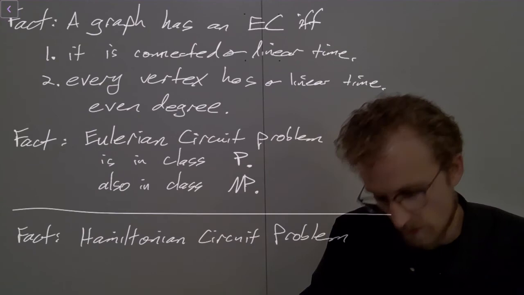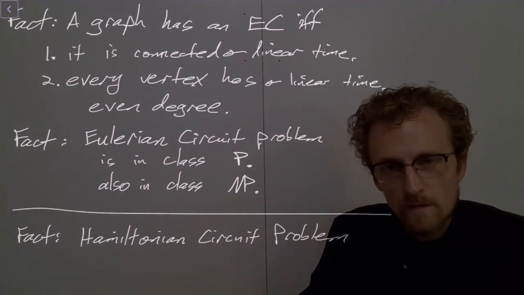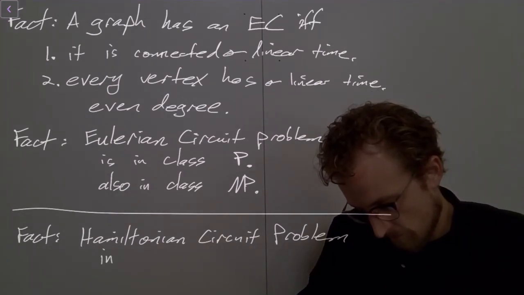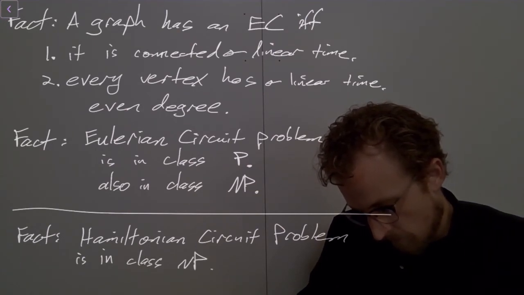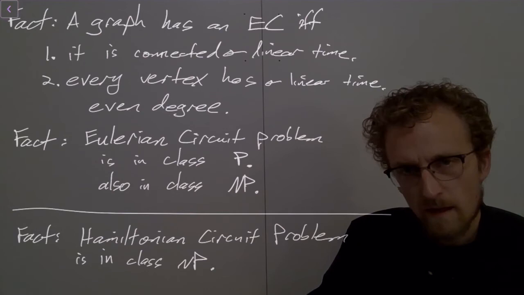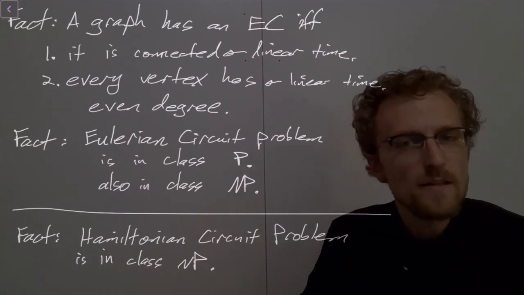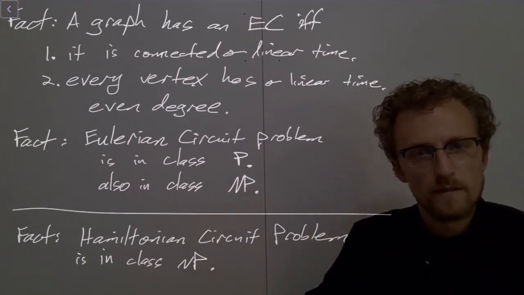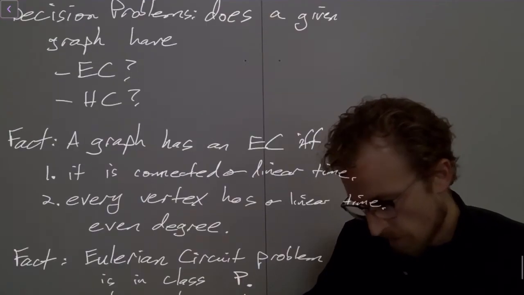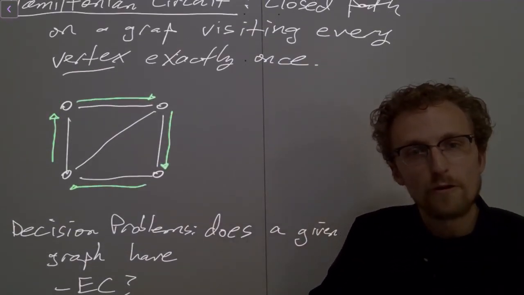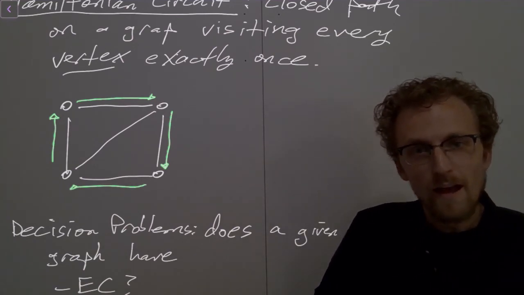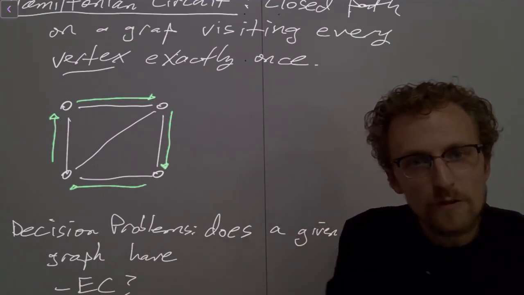So the Hamiltonian circuit problem is in class NP. How can I tell that it's in class NP? Well, for one of the same reasons I can tell the Eulerian circuit is in class NP. Suppose you have a graph, and I come to you and I say that graph has a Hamiltonian circuit, and you say, I don't believe you. And I say, sure it does, here's the Hamiltonian circuit.